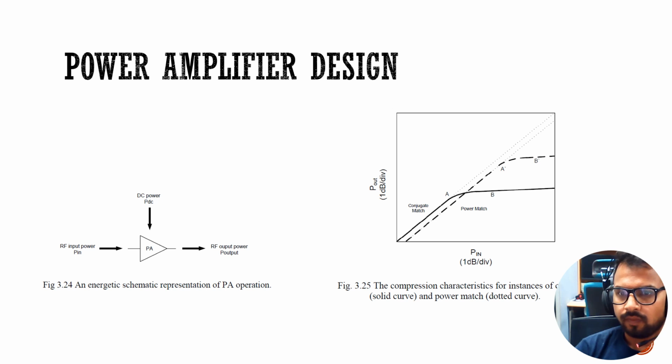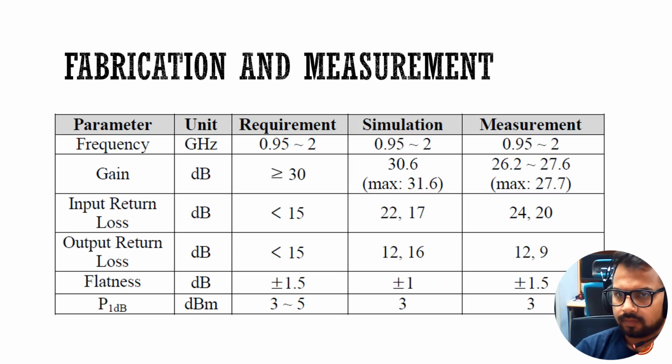And these are a few examples, more examples of power amplifier designs. An energetic schematic representation of power amplifier operation is given by this particular image, where it represents RF input power Pin, DC power PDC, and RF output power. And the comparison characteristics of efficiency-matched solid curve and power-matched dotted curve is given in the right side figure.